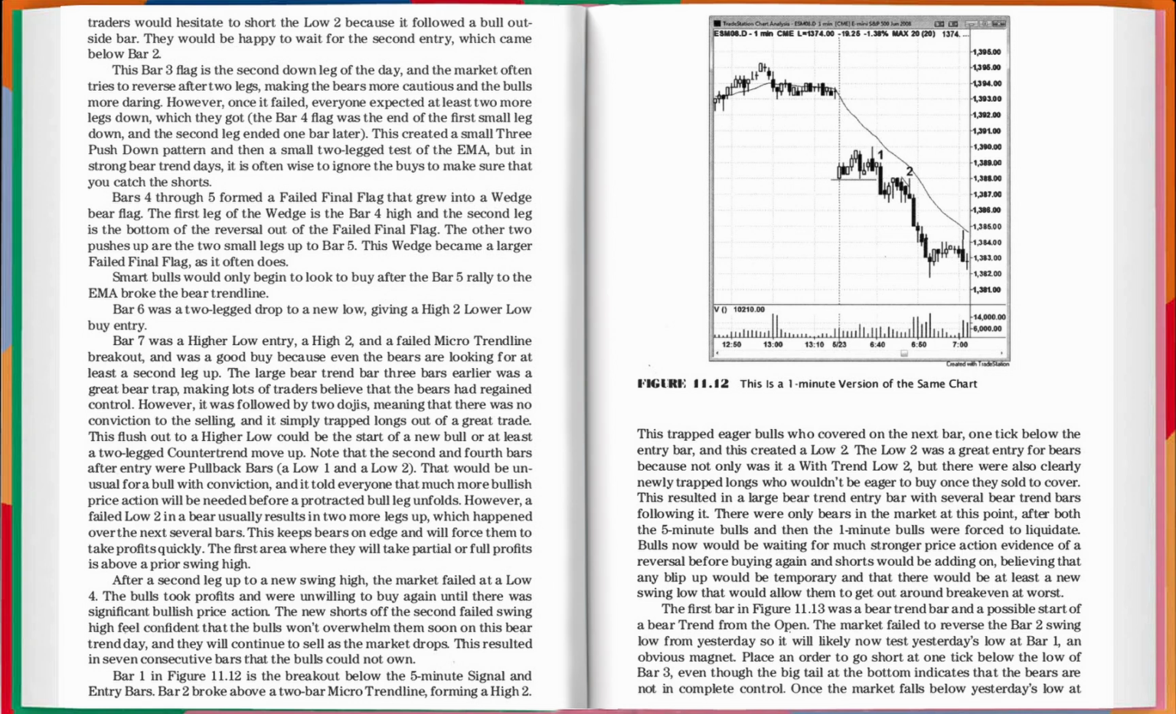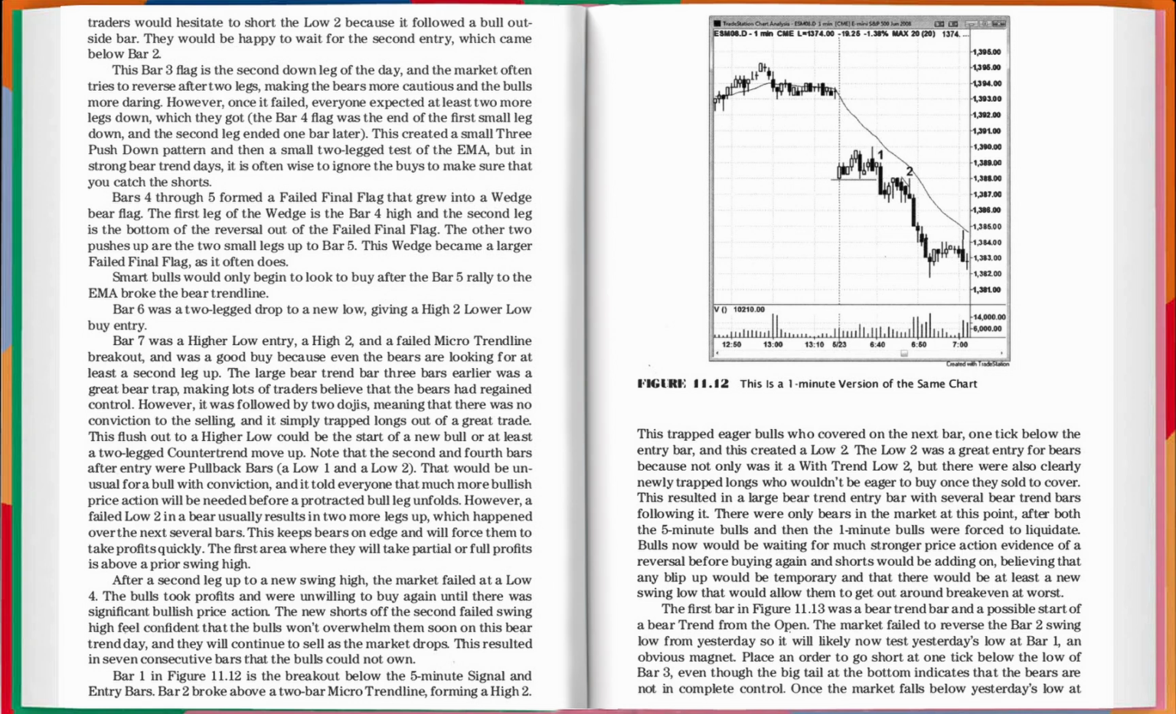This flush out to a higher low could be the start of a new bull, or at least a 2-legged countertrend move up. Note that the second and fourth bars after entry were pullback bars, a low 1 and a low 2. That would be unusual for a bull with conviction, and it told everyone that much more bullish price action will be needed before a protracted bull leg unfolds.